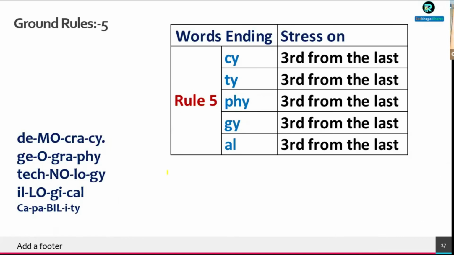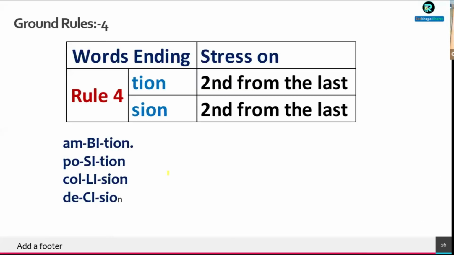Rule number 5. These are for longer words. And most of the time, when you don't understand where to stress, check the dictionary. After this mark, whatever comes, that syllable has to be stressed. When you find this mark, you can understand that this is the secondary stress. And when you don't find anything, you understand that this is the normal reduced stress. Great.